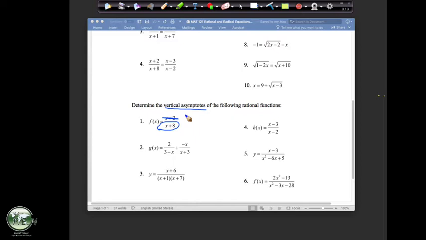So we ignore the top. We look at what makes the bottom equal 0, right? So x plus 8 equals 0. And then we solve it for x. x equals -8. You can see it. Yes, this is all there is to it. That's why I said I could teach you. I could have taught you this last week, right?